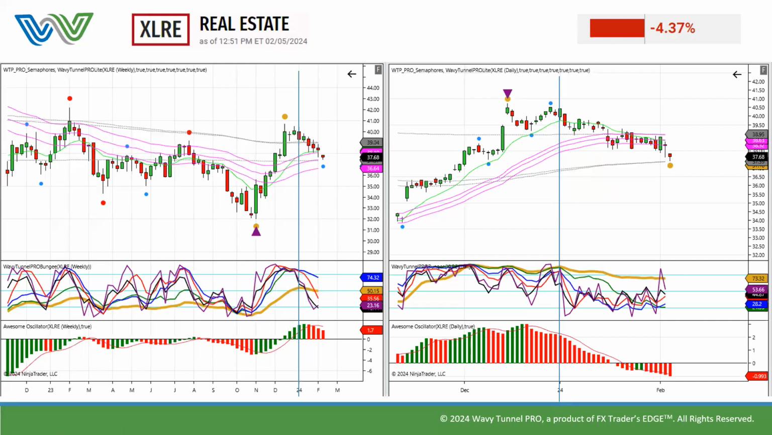Let me see what it's doing. XLRE, let me just see. Yeah, I mean, it popped up a little bit. We're trading at 38 or so. But whenever you see this kind of entering in support, you might not want to hold it for a long time because it is weak, but good level to buy it. And the wave is above the tunnel on the daily. So this is a beautiful retracement into the tunnel below the wave.